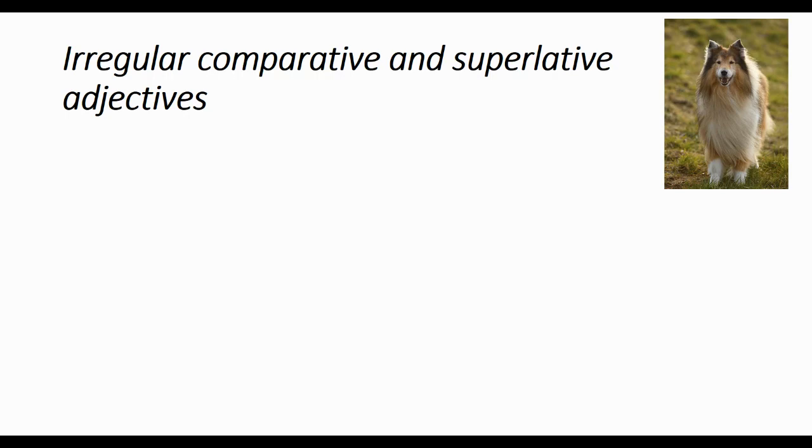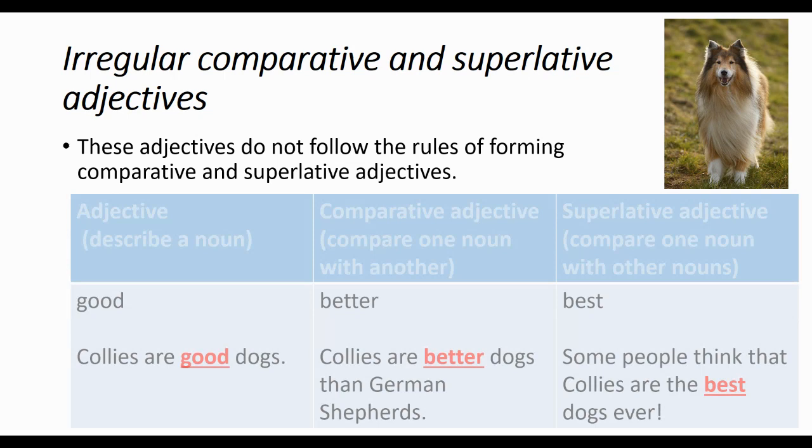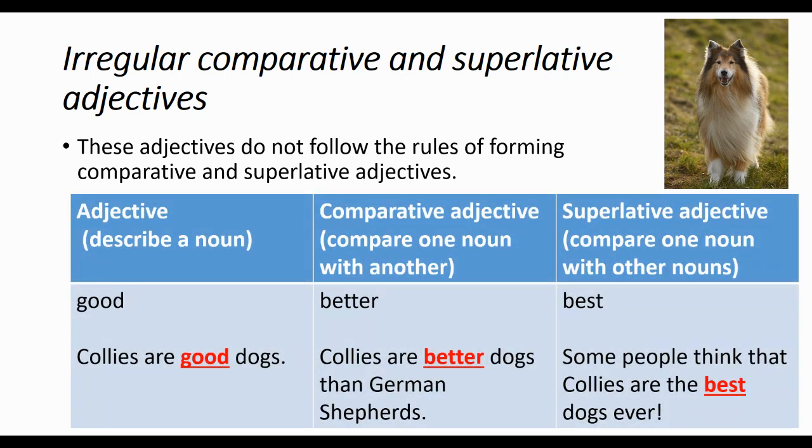So I want to now cover or revise with you irregular comparative and superlative adjectives. Remember that these adjectives do not follow the rules of forming comparative and superlative adjectives. You will have to memorize them in order to use them correctly. Okay, so remember, we have an adjective that is used to describe a noun, good. Okay, collies, which is this kind of dog breed over here, are good dogs.